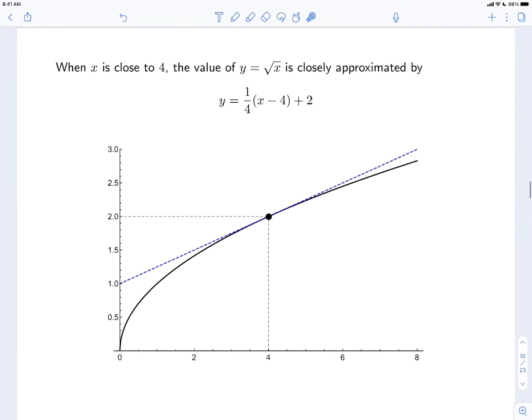When x is close to 4, the value of y equals the square root of x is closely approximated by the tangent line there. So this curve that you see here is y equals the square root of x, and this blue line is the tangent line at the point where x is equal to 4. If you're at 4.1, then you're quite close to 4, so you can see that the tangent line is very close to the curve there. And consequently, the tangent line approximation gives you a pretty good approximation of the actual result.